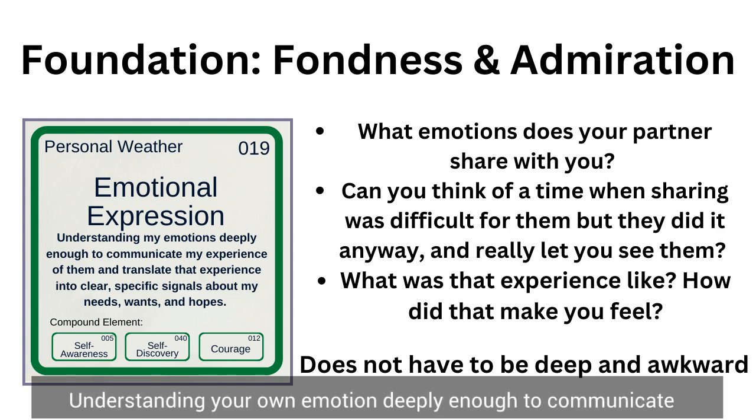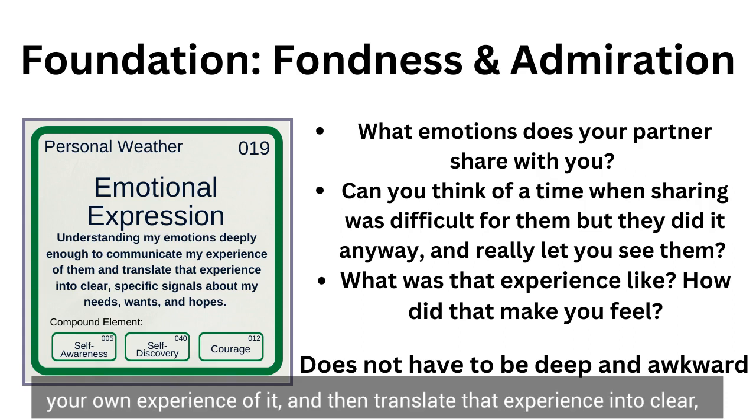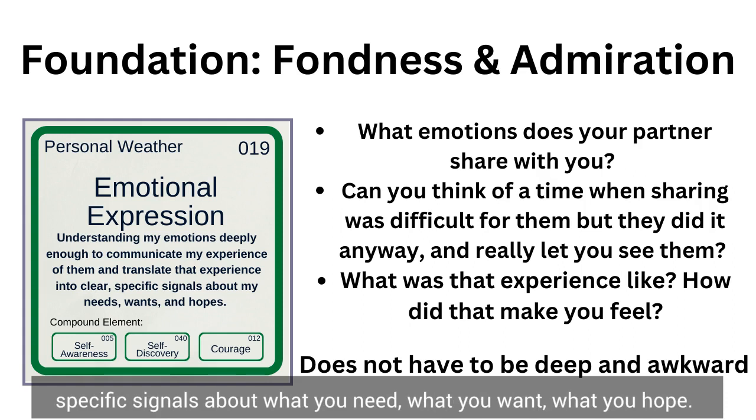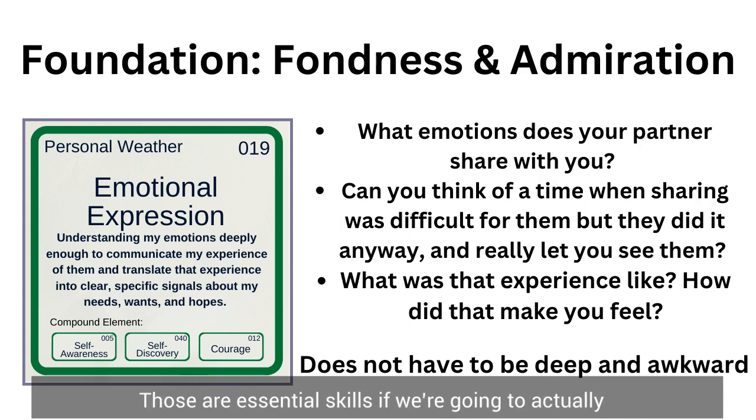So, understanding your own emotion deeply enough to communicate your experience of it and then translate that experience into clear, specific signals about what you need, what you want, what you hope. Those are essential skills if we're going to actually succeed at fondness and admiration.